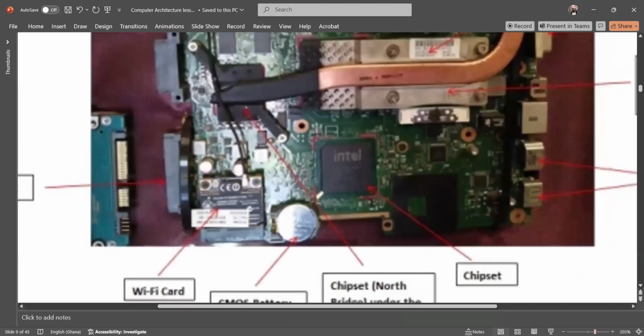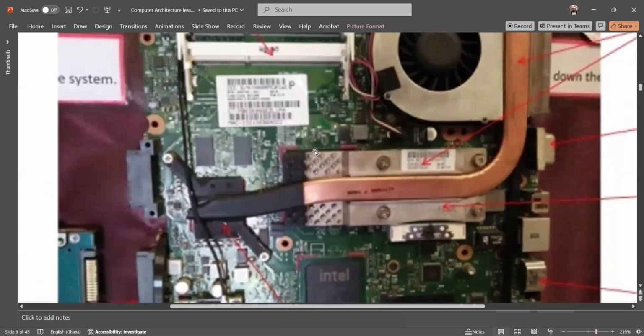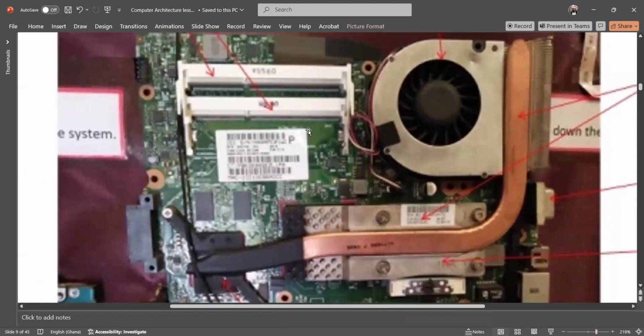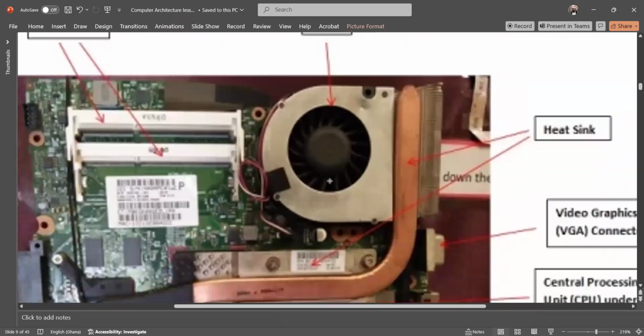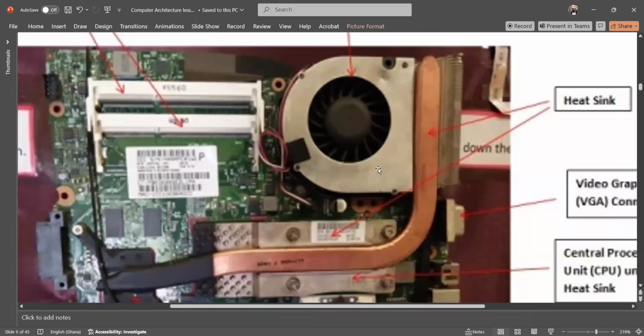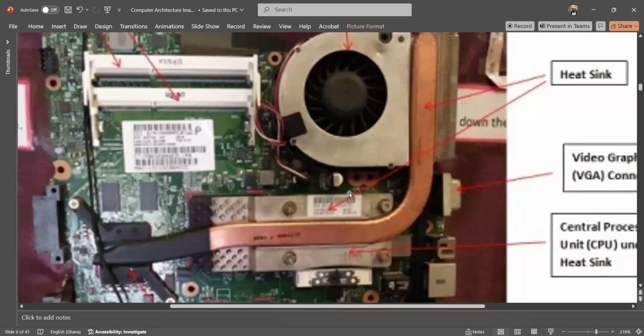Now, in this diagram here, we can see that we have our memory slots over here for us to slot any memory devices in which we have. Then we have the fan over here. The fan is always going to be connected to a metal rod, and that metal rod is always going to be placed on top of the CPU or the processor. Now, the processor is on top of the metal rod because it gets hot. It gets hot very, very quickly.